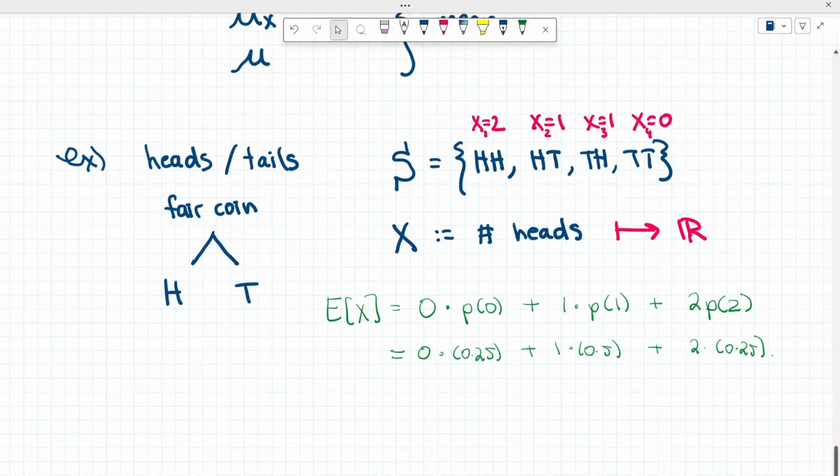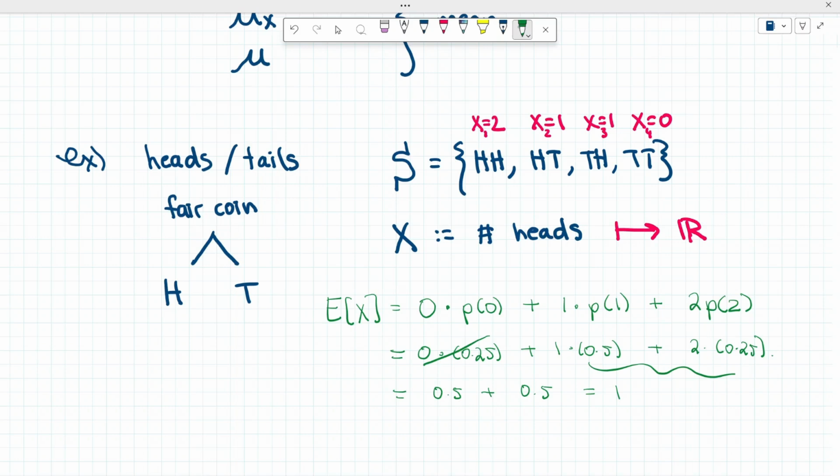Okay, so now if we simplify this, we can see that we get 0.5 plus 0.5, which equals 1, because we see that this term gets canceled out, and we can then calculate the rest of that over there. So there we go. That means that our expected value is 1.